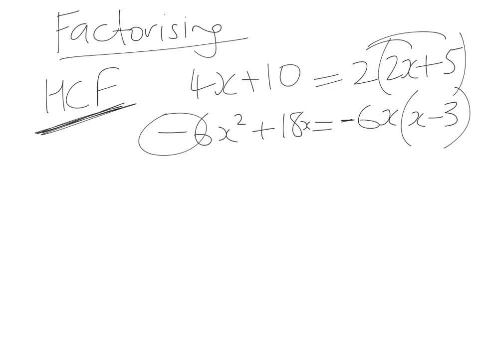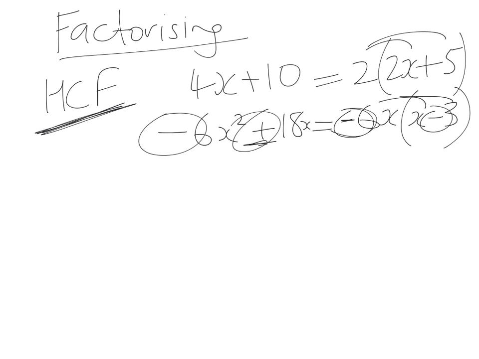And just to confirm, when we expand our brackets, negative 6 times negative 3 will get us positive 18. So when we take a negative out the front, it's going to change the sign in the middle. It was positive, it's now negative. Okay, now that's pretty simple factorising.